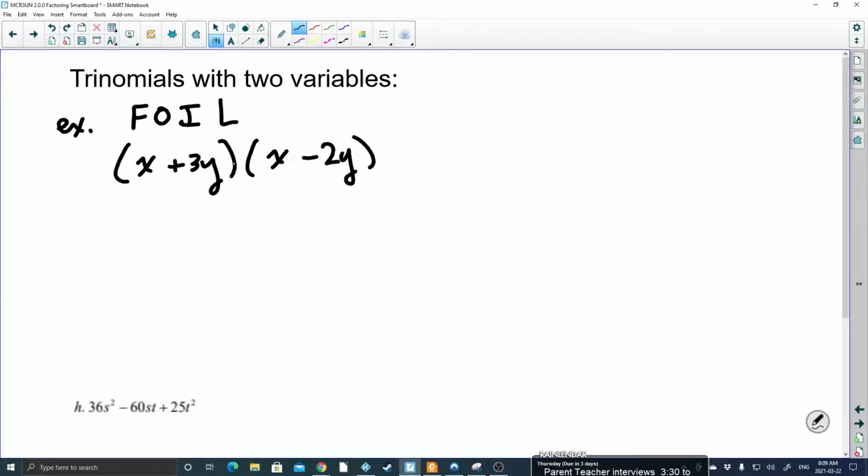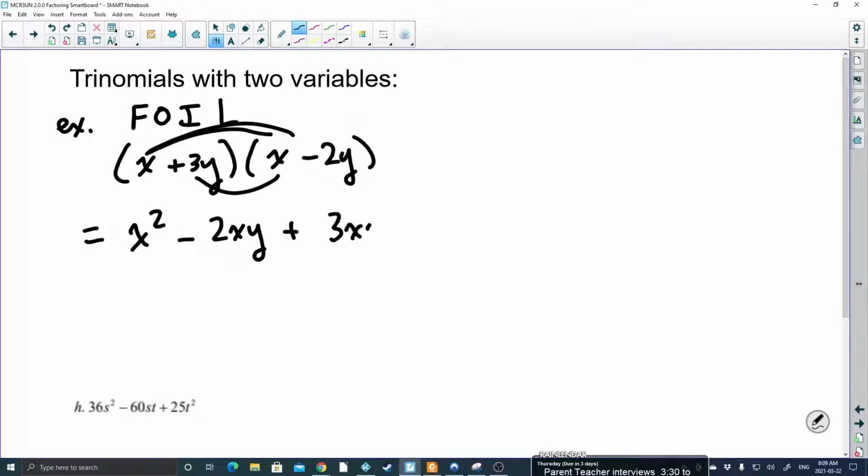Okay? And this is just a random binomial times binomial scenario. But I put two different letters. Usually you wouldn't have the second letter in the bracket. I just want to show you what happens when you actually expand this. So you're going to have x times x. X times minus 2y is going to give us minus 2xy. And usually we write the variables in alphabetical order. And then we're going to have 3y times x, which is going to give me plus 3xy. It is a positive because both of those terms are positive. And then we're going to have negative 6y squared.